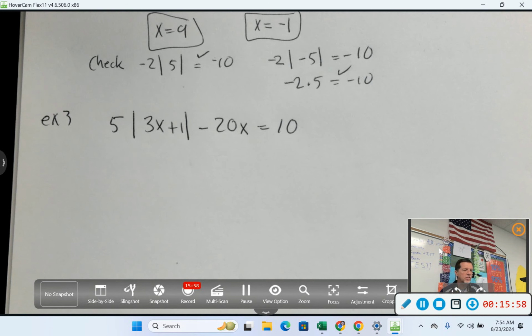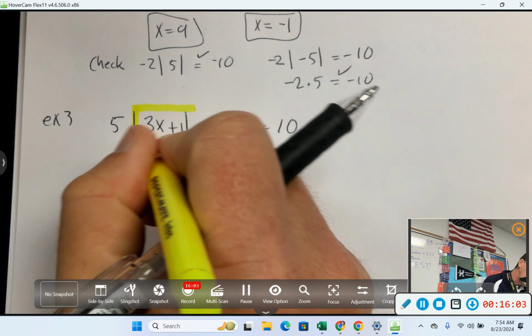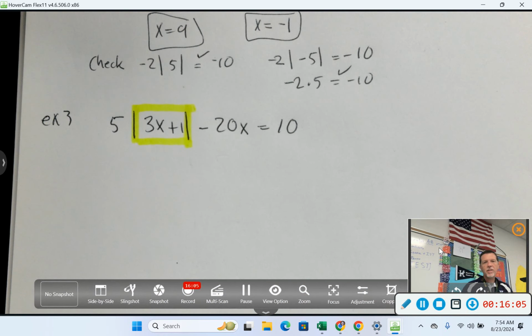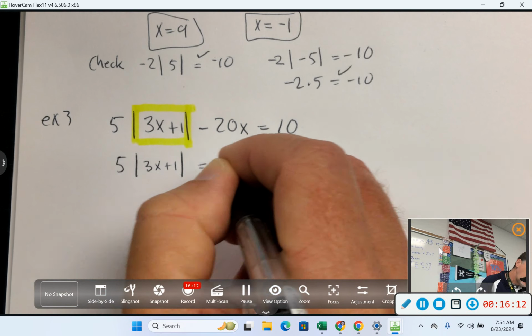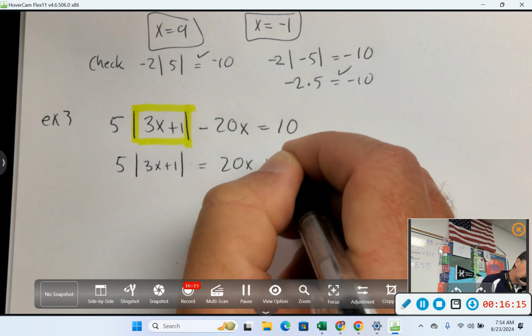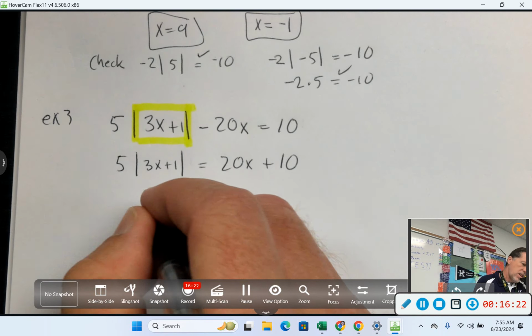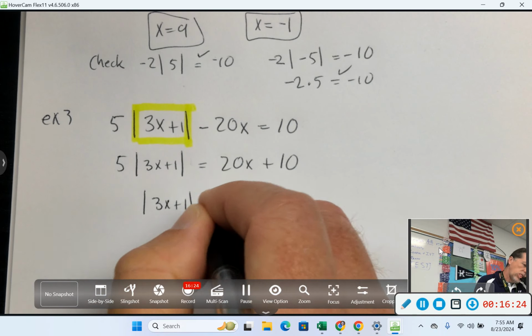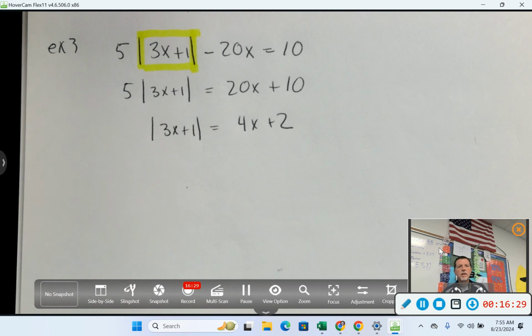What do you want to do first? Well, yeah, you give me the answer I told you earlier. Isolate the absolute value. So we're going to get that thing by itself. So let's move the 20x over. So 20x plus 10. Divide by 5.